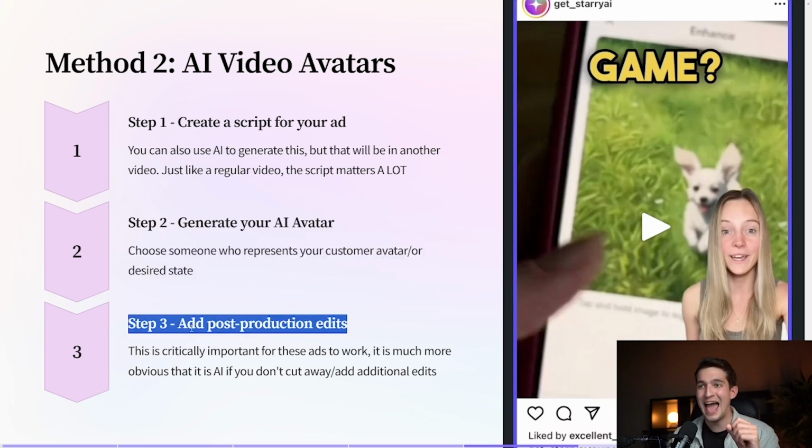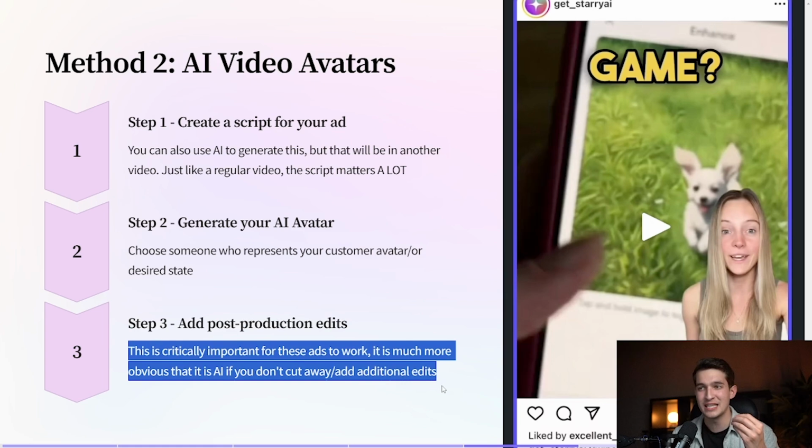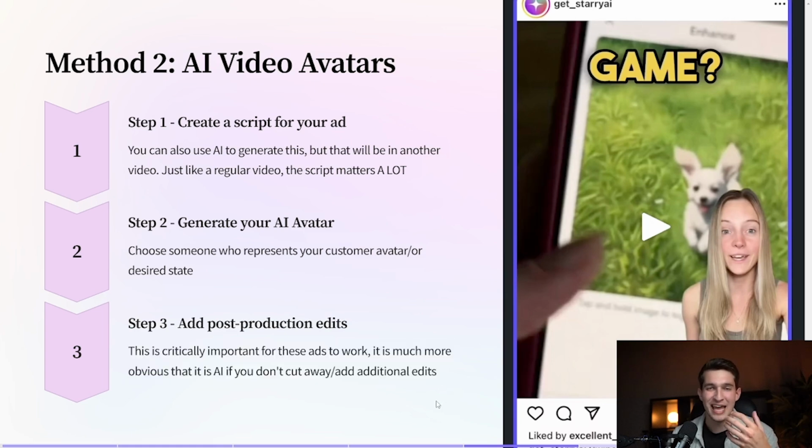In step 3, add in post-production edits. I think this is critical for AI UGC to work. Listen, AI UGC has come a long, long way, but it's not perfect yet. So if you can cut away, if you can add in some additional effects, or use a bunch of B-roll, it's going to make your ad much, much more effective. That way people just can't look at it and obviously tell it's an AI UGC creator.